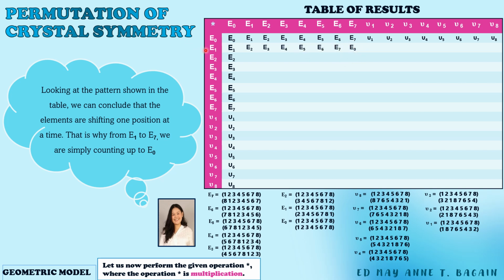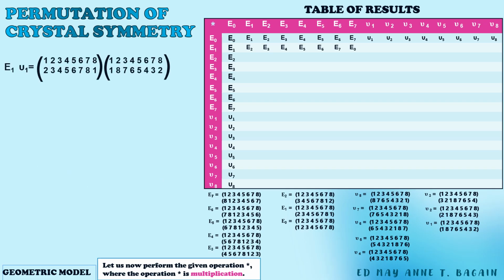So what would be the answer now if we try E sub 1 star epsilon sub 1? Okay, so let's check what would be the answer. So here we're looking here. The first permutation group is the epsilon sub 1, and the second permutation group is the epsilon sub 1. So again, the number at the top would be the original, and then the number below would be the result.